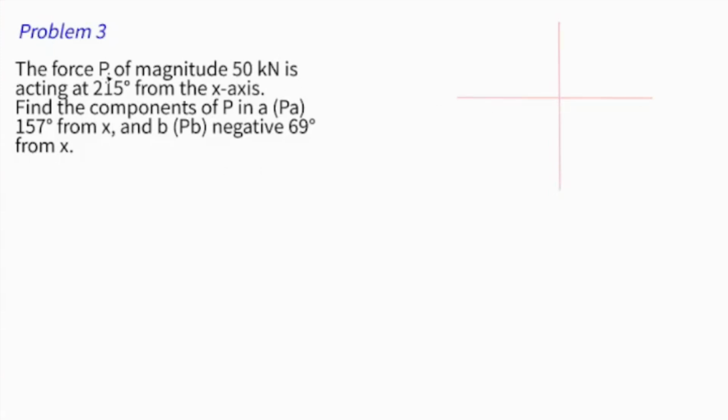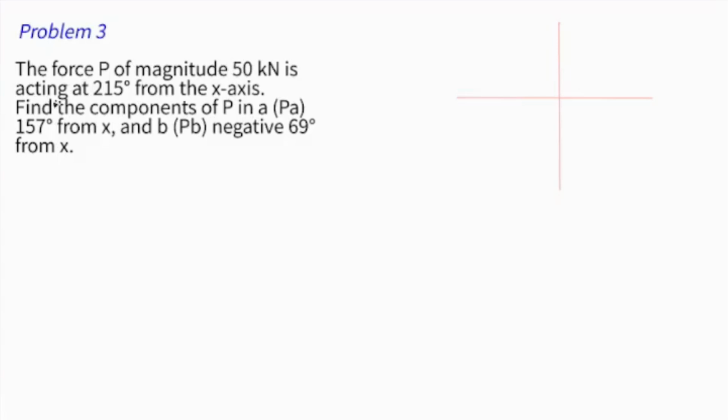Tapos i-plot natin to isa-isa. Yung force P natin, magnitude 50 kN, 215 degrees from x-axis. So, this is 90 degrees, 90 degrees. So, meron tayong 180 papunta dito. So, yung force P natin is 215 degrees. Kaya, since may 180 na tayo dito, para makuha natin yung degree from this part of the axis, gawin natin 215 minus 180 degrees. Equal yan sa 35 degrees.